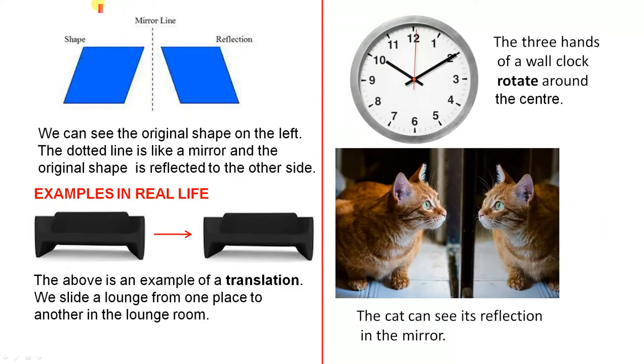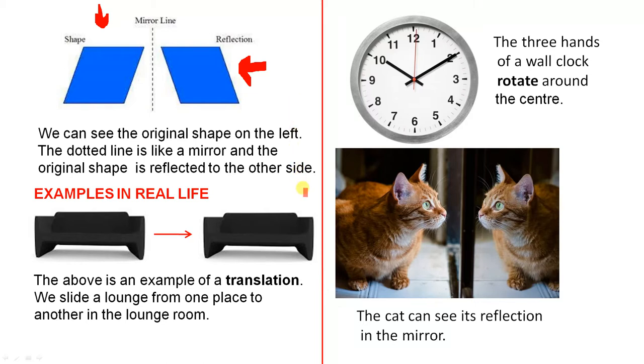Here's a shape here on the left-hand side. It's sort of like a rhombus, isn't it? Here's a mirror, or a line, depending on which way you look at it. And what you do, you pretend that this shape here is looking at itself in the mirror, and this is what it sees. Okay? So this here is the reflected rhombus. So there's the original one here, and that's what happens after it's been reflected. We can see the original shape on the left. The dotted line is like a mirror, and the original shape is reflected to the other side.